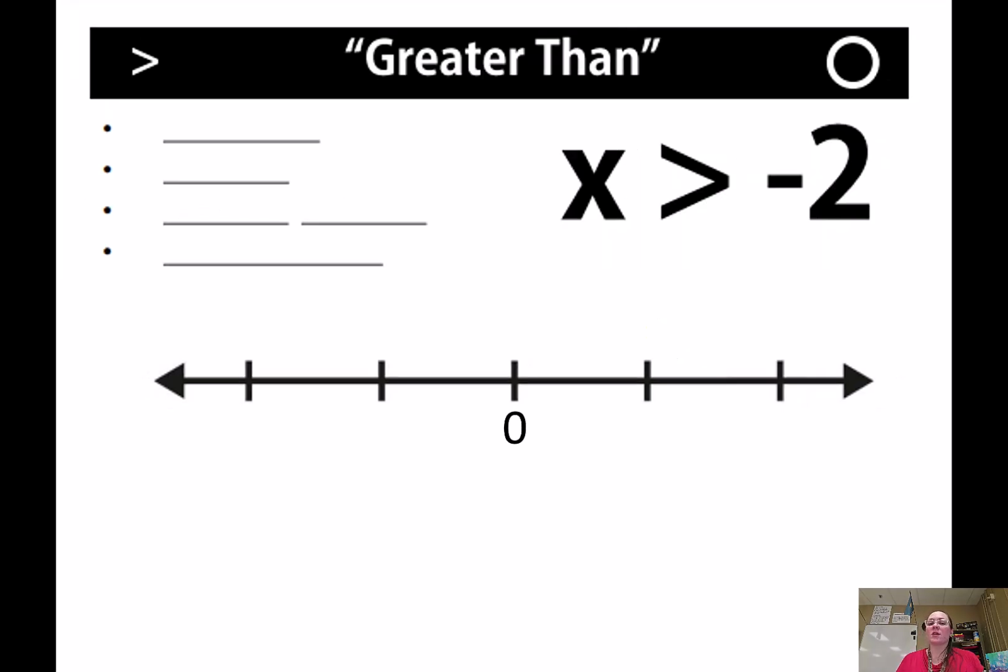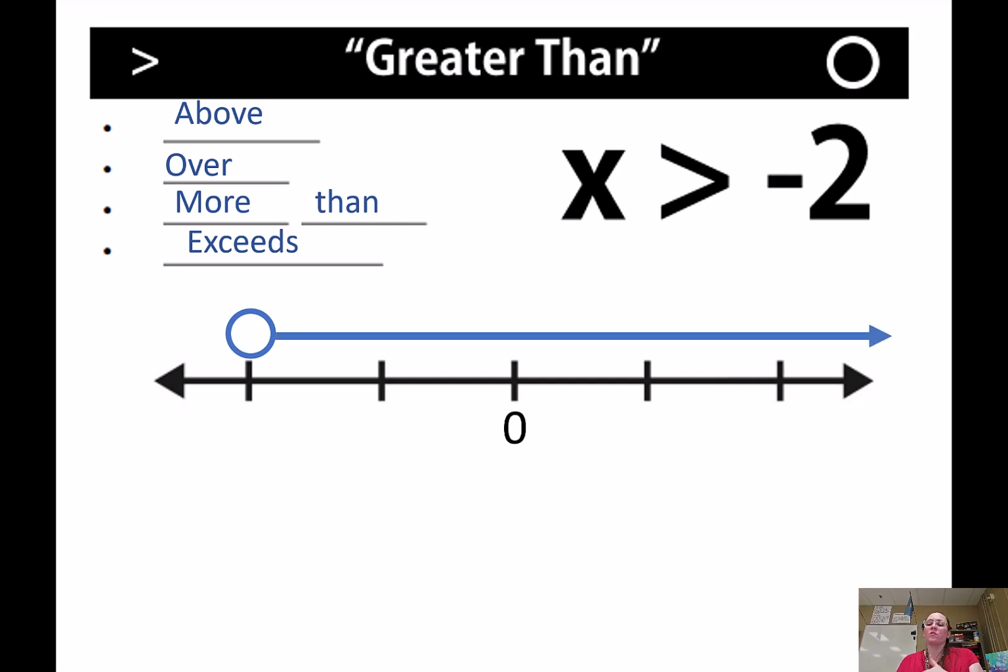Okay, the next one we're talking about is greater than. This one's the one pointing to the right. Some of the words we use are above, over, more than, exceeds. When we go to graph this, again we're going to use an open circle at the number, because we're not including it, but we're going to get really, really close to that number. Since it's greater than, we want all the numbers to the right. So we would shade our graph to the right.